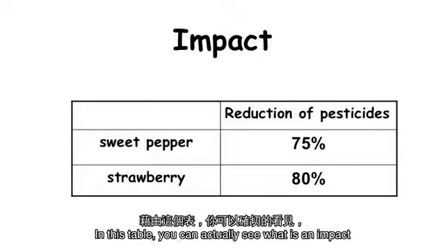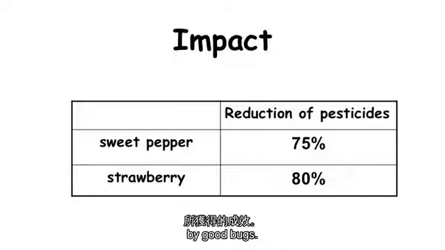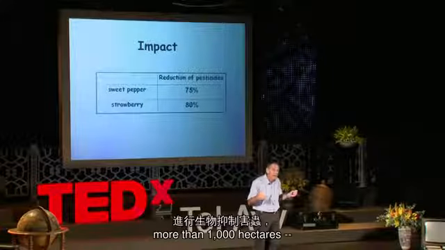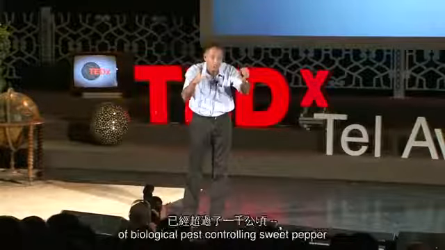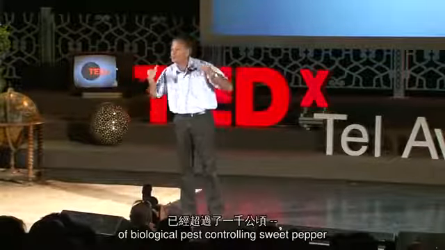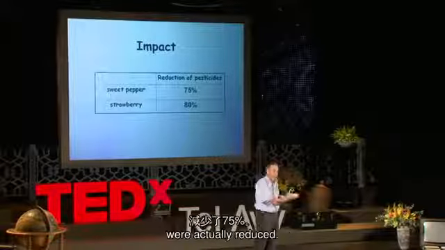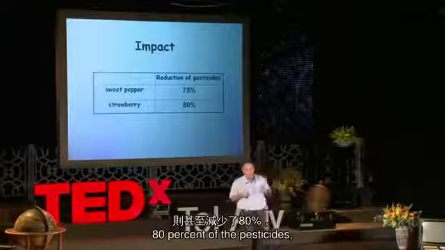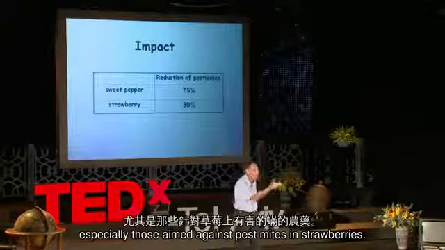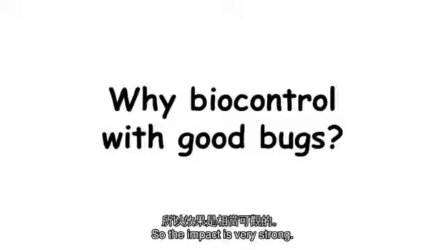And what is the impact? In this table, you can actually see the impact of a successful biological control by good bugs. For example, in Israel, where we employ more than 1,000 hectares, 10,000 dunams in Israeli terms, of biological pest control in sweet pepper under protection, 75% of the pesticides were actually reduced. And in the Israeli strawberries, even more, 80% of the pesticides, especially those aimed against pest mites in strawberries. So the impact is very strong.